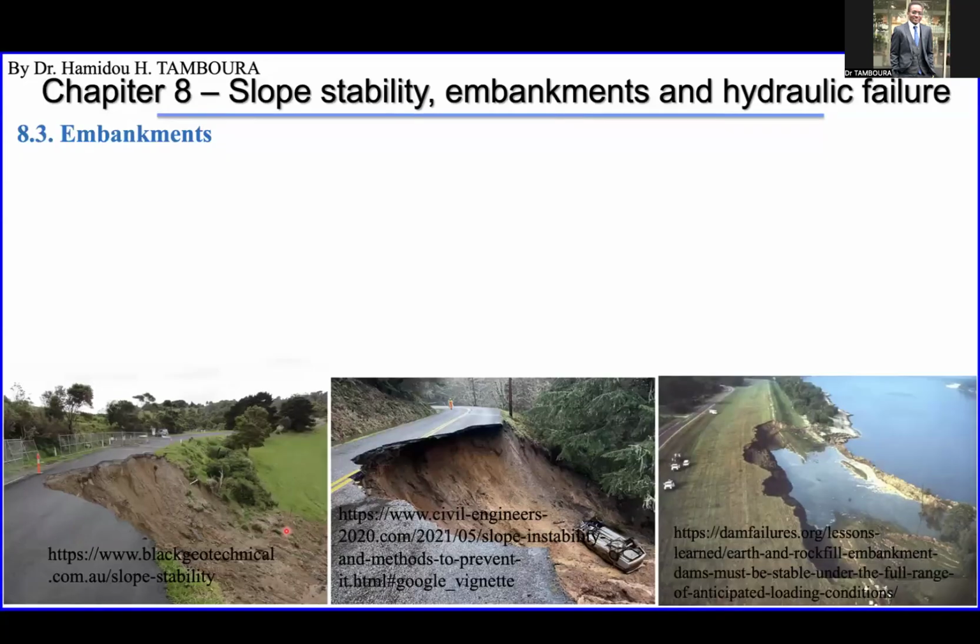When I say embankment, some people might not understand what it means. It is about this type of structure. See the road embankment, this case and this case. So you can see this type of failure may happen. And this one is a dam embankment.